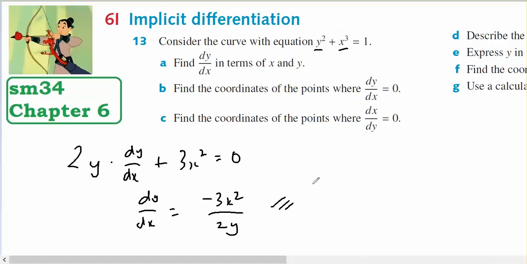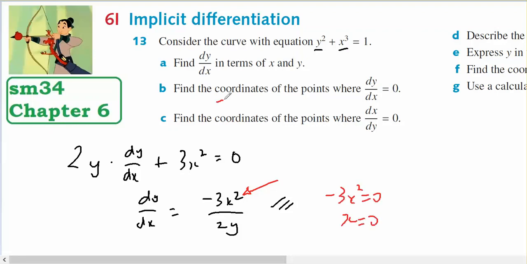Now, part B says find the coordinates when dy/dx equals 0. Okay, for something to equal 0, the top has to be 0. That's the only way that dy/dx can be 0, because if the bottom is 0, we have an undefined situation. So, minus 3x squared equals 0, therefore x equals 0.